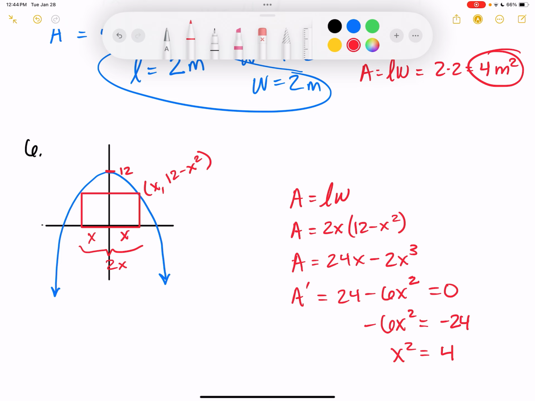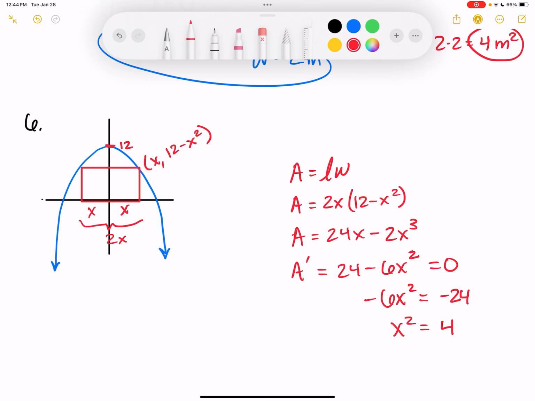And so again, when I take the square root, obviously it can't have a negative length, so it's got to be the positive version. So x equals 2. Now I just plug it in. Length is 2x, so that is 2 times 2, which is 4. And then the width, 12 minus 2 squared, is 8.